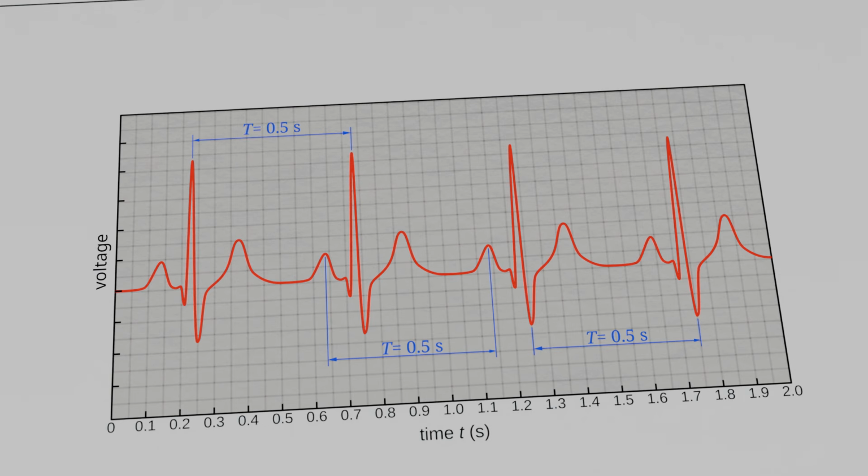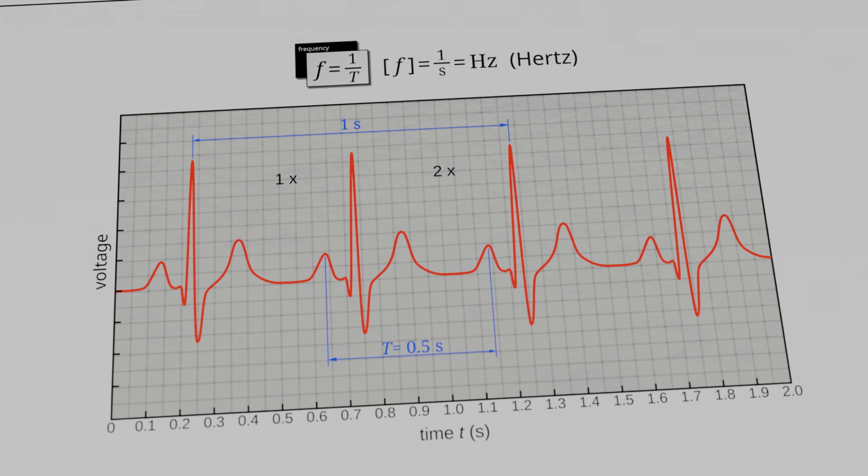Instead of the period, oscillations are often described by their frequency, denoted by the small letter f. The frequency indicates how many times the periodic oscillation repeats within a given time. In this case, the heartbeat repeats twice per second, or 120 times per minute. The heart rate is therefore 2 beats per second, or 120 beats per minute. Period and frequency are inversely related. While the period gives the duration of one cycle, the frequency tells us how many cycles occur per unit of time. Frequency is usually measured in hertz.